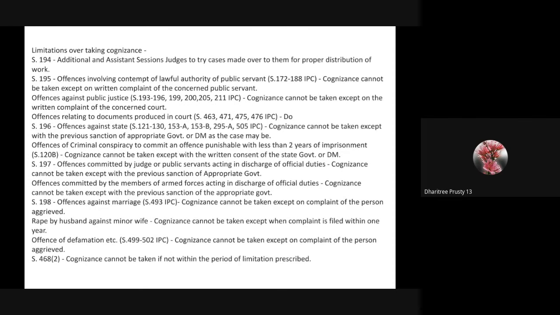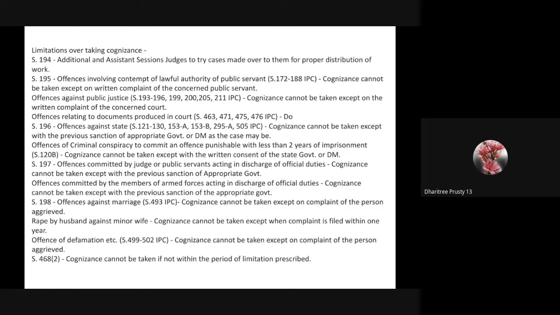Now, this vast gamut of provisions provides limitations over taking cognizance. These are not very important for the examination, but may be important for the scheme of short objective type questions. So you may just go through this page, that is 194, 195, 196, 197, 198. All these provisions talk about limitations over taking cognizance, that is, when cognizance shall not be taken.